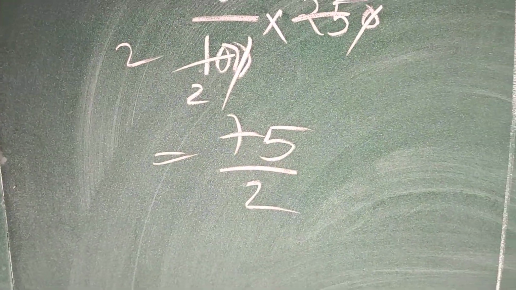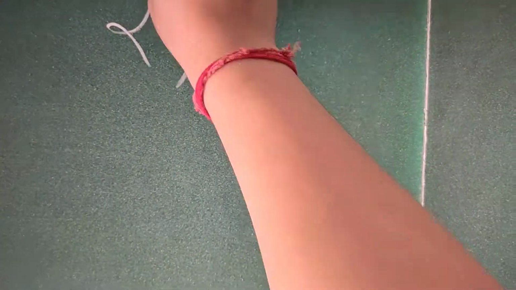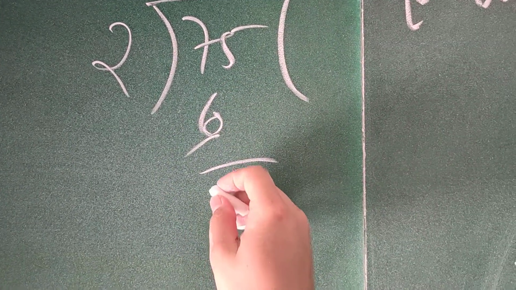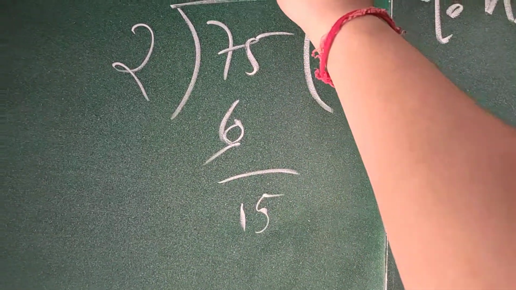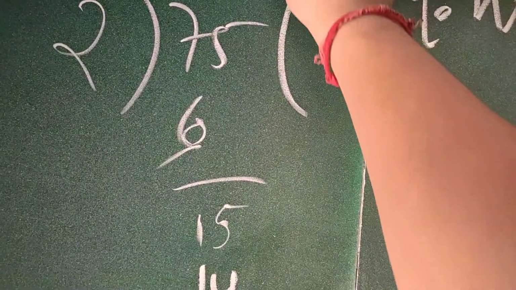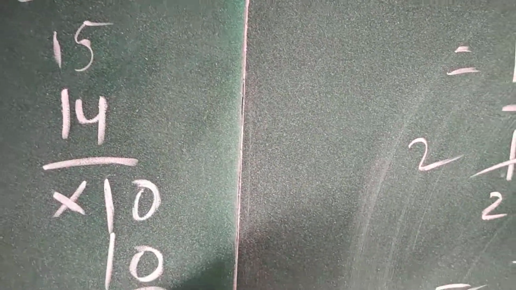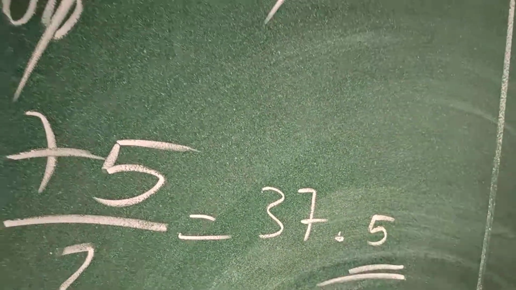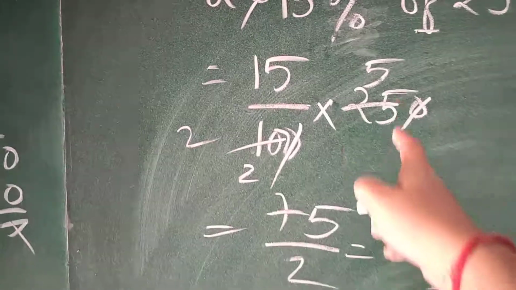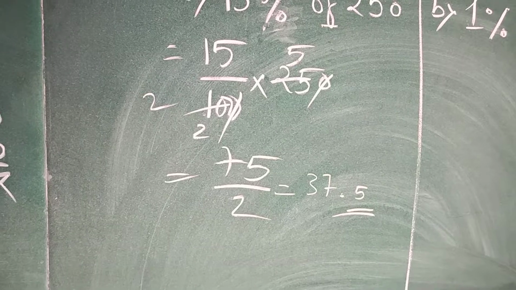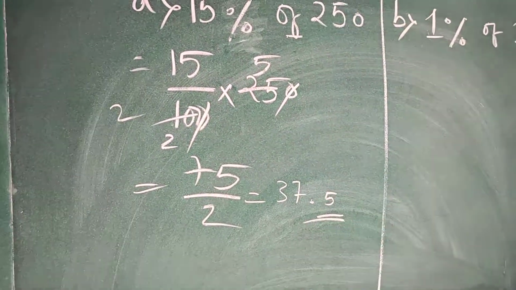Right? So you can convert this into decimal form. So 75, 2 3s are 6, 1 5. So it is 2 7s are 14. So it is 37.5. Now you will not write any percentage because you have already removed percentage by dividing by 100. So now this is the way to do it.